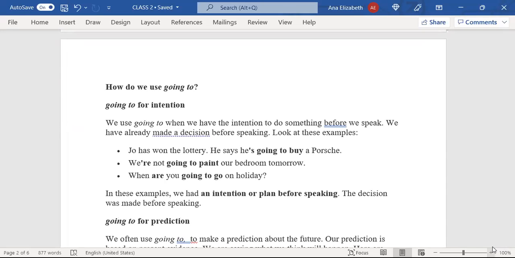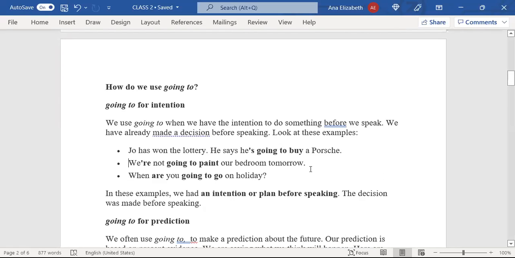Johas won the lottery. He says he's going to buy a Porsche. Okay. That is intention, okay? Aha, let's see.